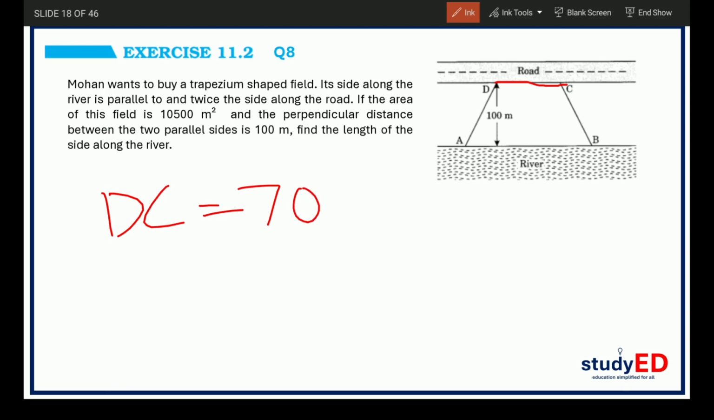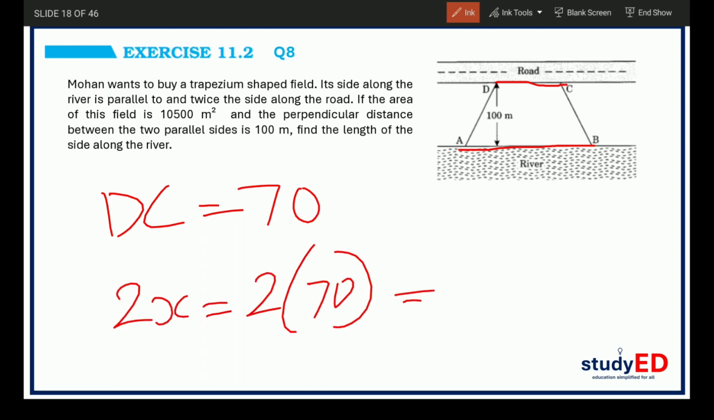However, we're told to find the length of the side along the river. Now since this is twice it, we know the value was 2x. So if we put x here, 2 into 70, we therefore get the length of the side along the river as 140 meters. Hope you guys got that question. Let's now move on to the next one.